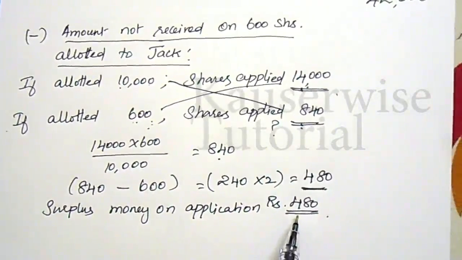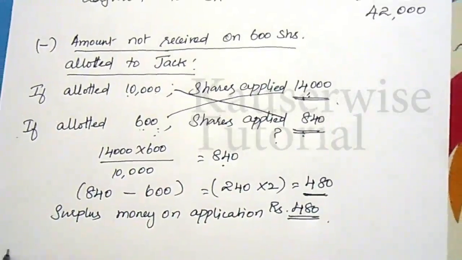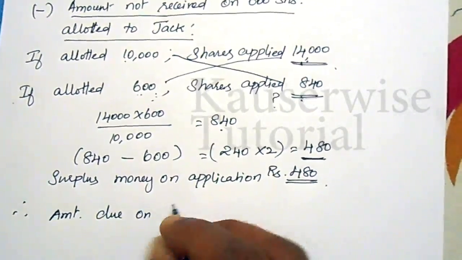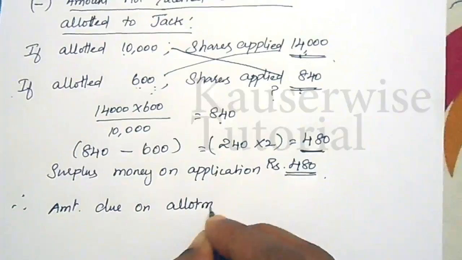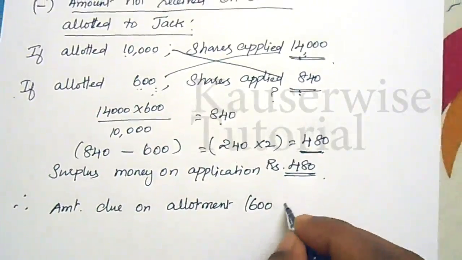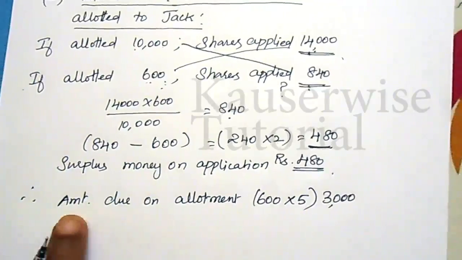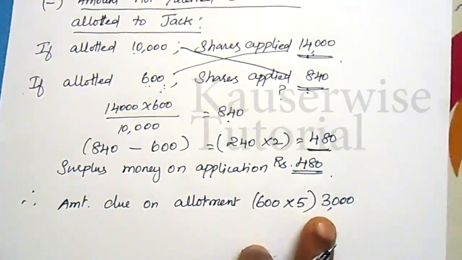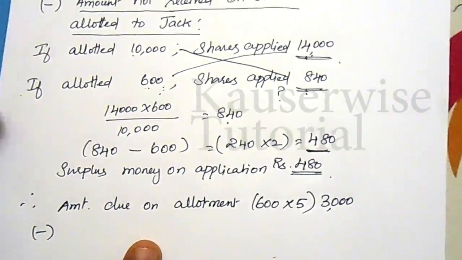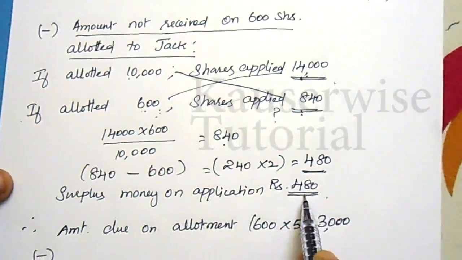Now you have to find how much amount is due for 600 shares on allotment. Therefore, amount due on allotment: how many shares failed to pay? 600, into allotment value 5 rupees, so 3,000. This is the allotment money due for 600 shares. In that, subtract the surplus money which we have already received along with the application. How much? 480, no.